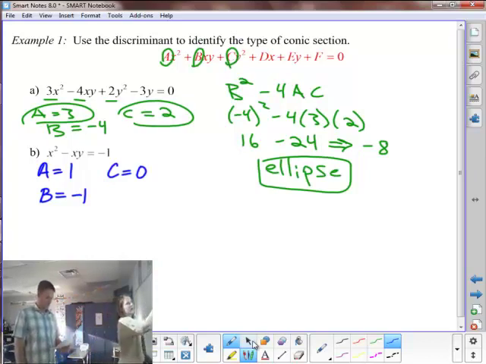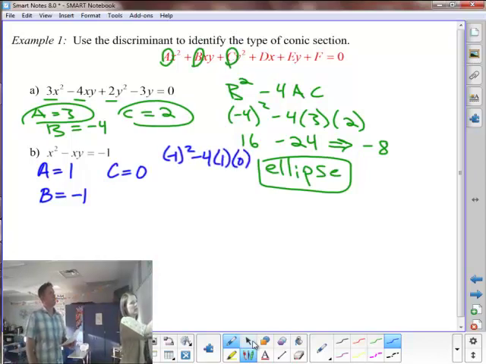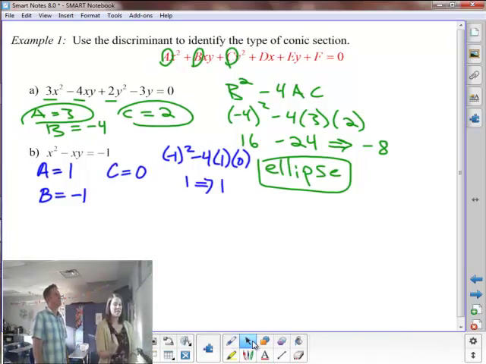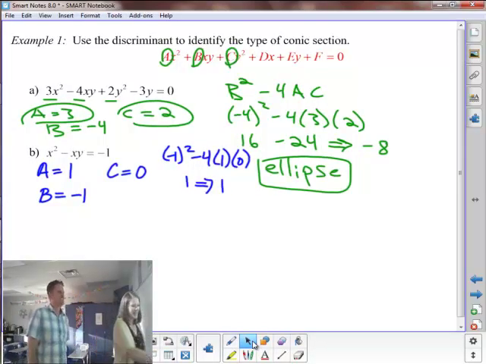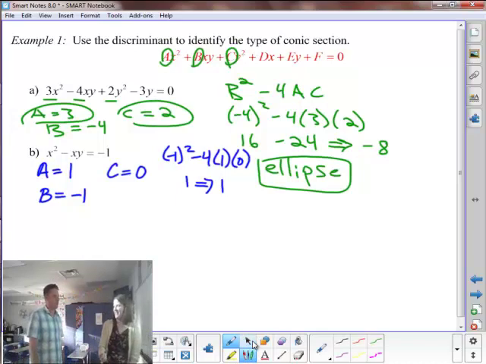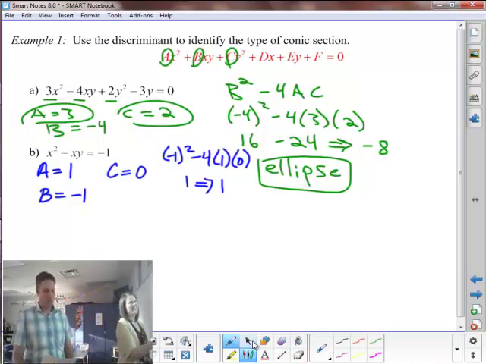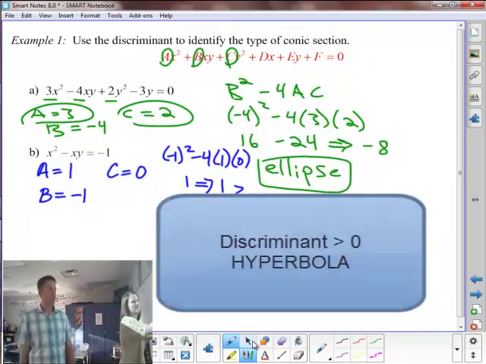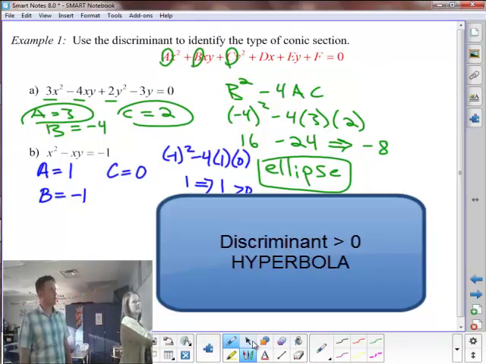So if we come back to our b squared minus 4ac, we're going to have a negative 1 squared minus 4 times a 1 times a 0. I like multiplying by 0. My discriminant then is just going to be a 1. And what do I do now? Now you go back to the rules of the discriminant. The value of 1 being greater than 0 tells us that this is a hyperbola.